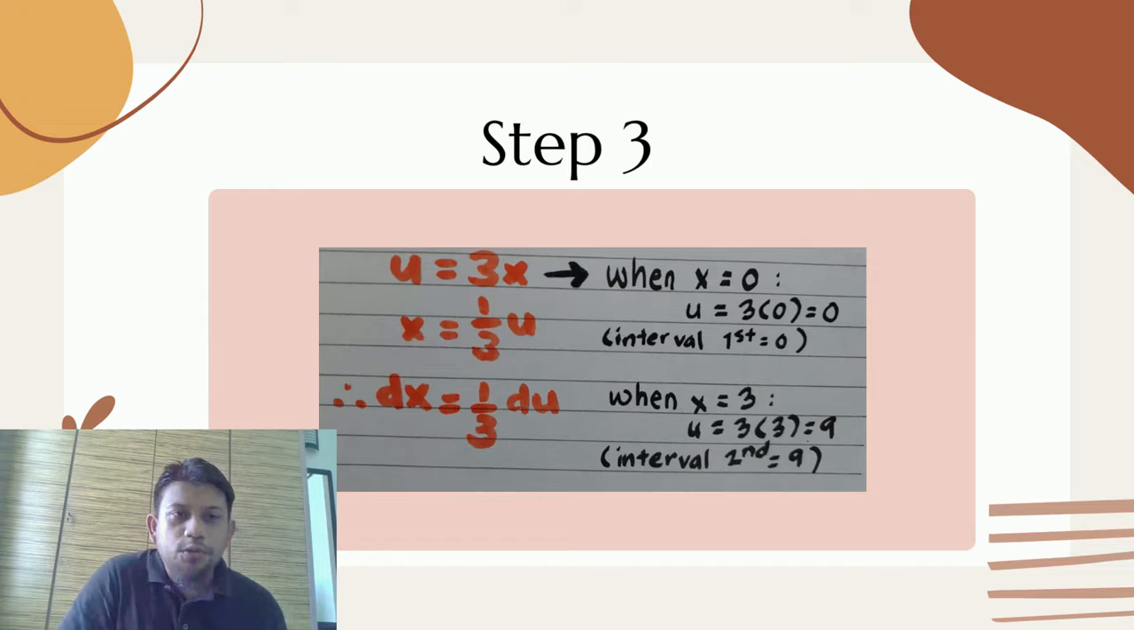Now, to get the new interval, we shall find the value of u when x equals 0, which is 0 as well, and to find the second interval, substitute x equals 3, and you will get u equals 9. Hence, the new interval in terms of function u is 0 to 9.